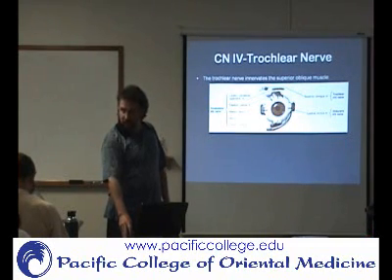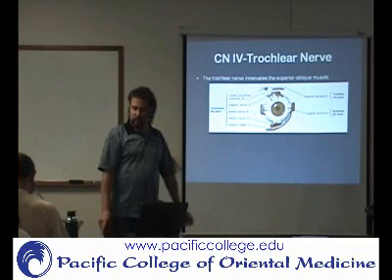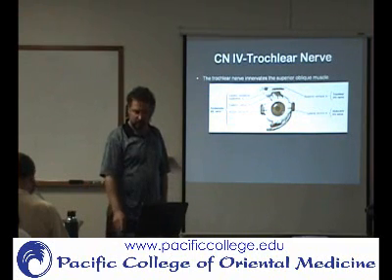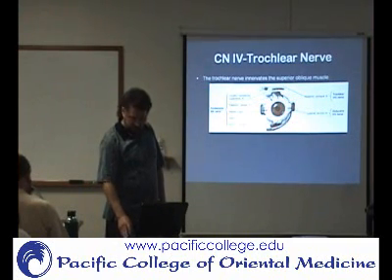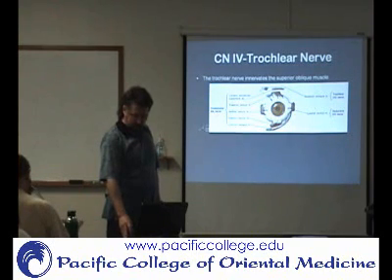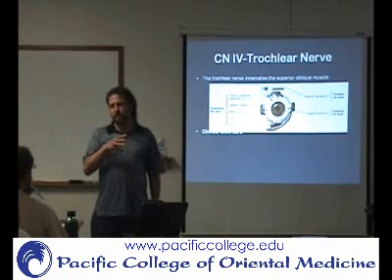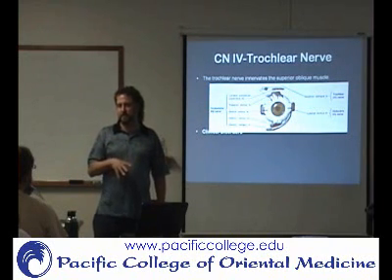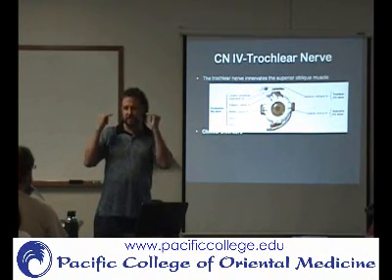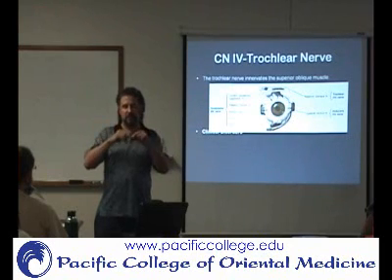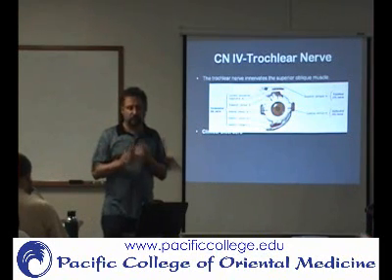Which cranial nerve is that superior oblique? The fourth. Trochlear. So first we talked about the third, the oculomotor, which does most of the muscles, except for the lateral rectus, which is the sixth, and then the trochlear, which does the superior oblique, which is the fourth.